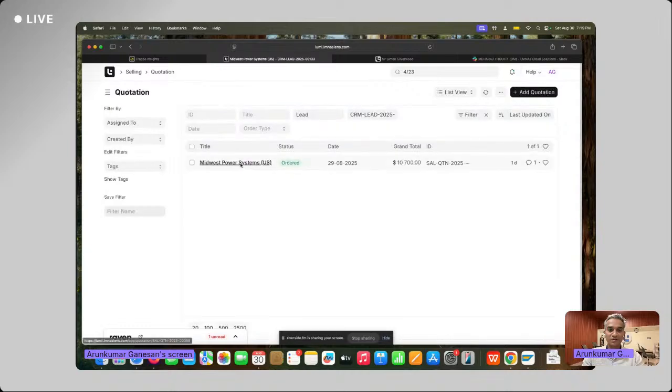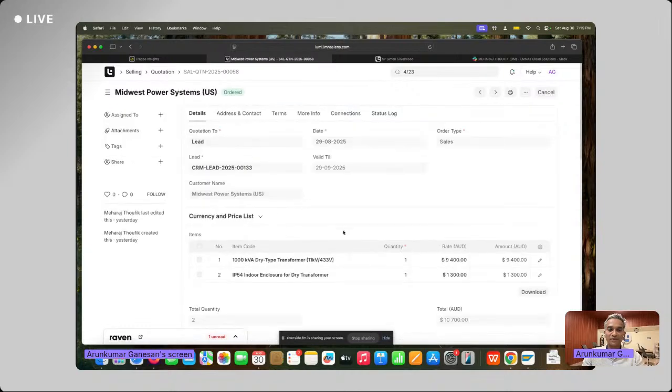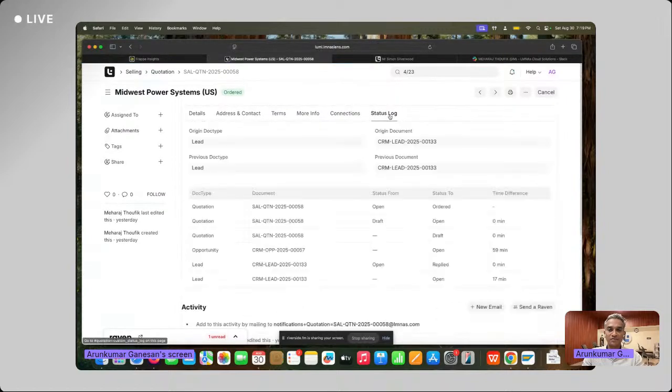And let me get into the quotation. And finally, this quotation is also converted to an order. And when we see this, it has gone through different stages, and each stage represents how long it stayed in a particular stage. So on a surface level, this looks like just a number, right?